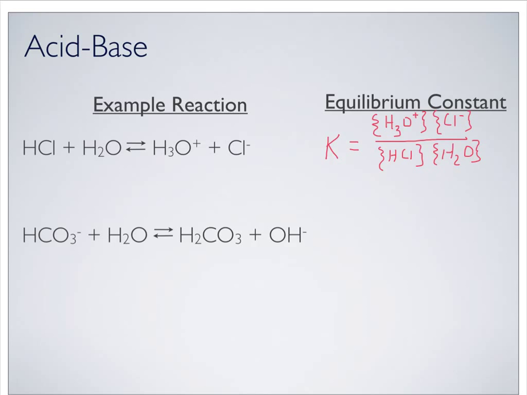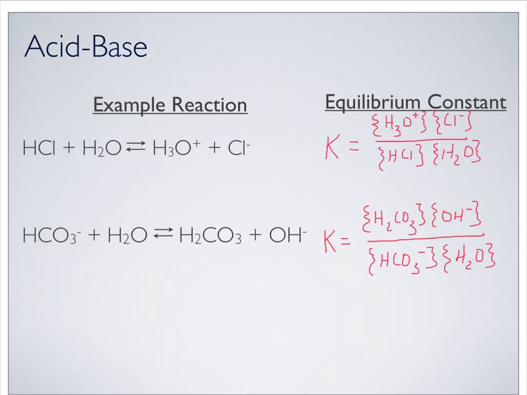We can write an equilibrium constant for the second one. And in this case, again, we're going to have the activity of our two products, H2CO3, multiplied by the activity of OH-, divided by the activity of our reactants, HCO3- and H2O.